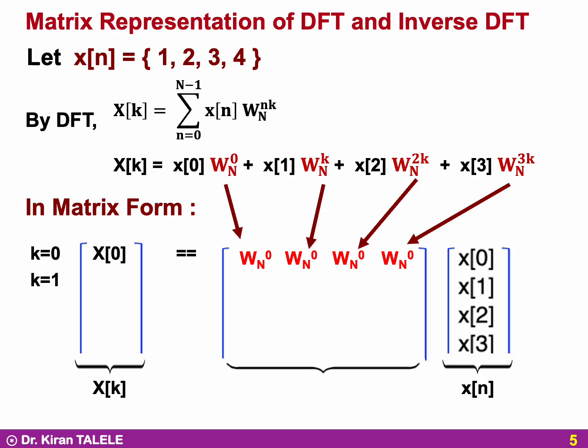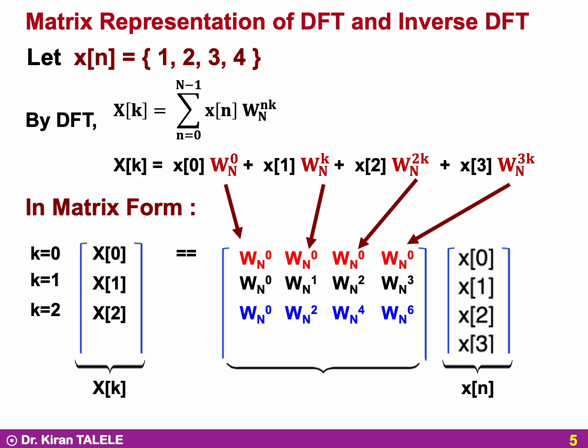Similarly, to find the next value of X of k, put k equal to 1. When k is 1, you will get X of 1 here. That is equal to x of 0 multiplied by W_N raised to 0, x of 1 multiplied by W_N raised to k, but k is 1, so here it will come W_N raised to 1, x of 2 multiplied by W_N raised to 2, x of 3 multiplied by W_N raised to 3. Similarly, when k is 2, we get X of 2, with only W terms 0, 2, 4, 6. K is 3, X of 3, W terms with k equal to 3.